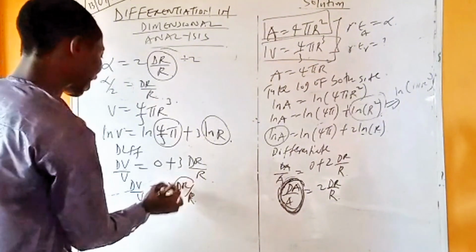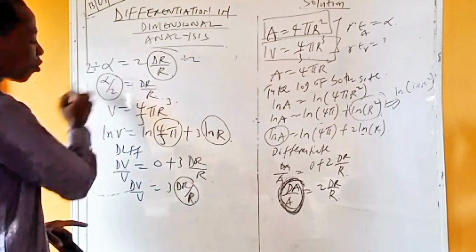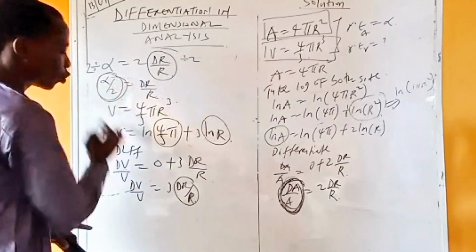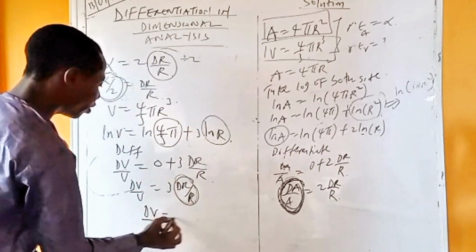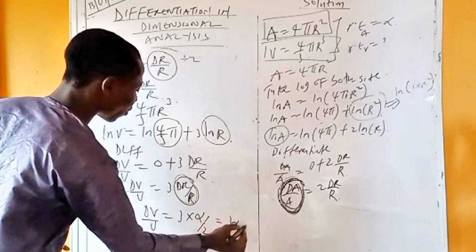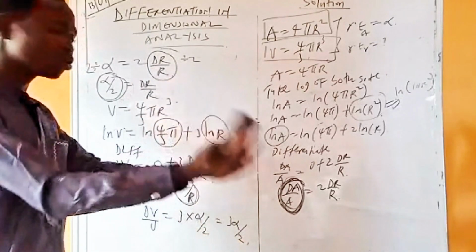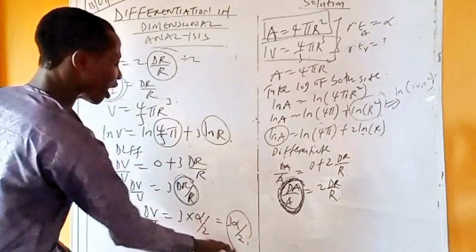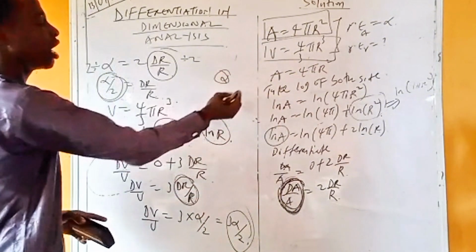And what is dr over r? dr over r is alpha over 2. So I bring this here to replace dr over r. So dV over V will give 3 multiplied by alpha over 2, that is 3 alpha over 2. So the relative error in its volume is 3 alpha over 2, while that of the area is ordinary alpha.